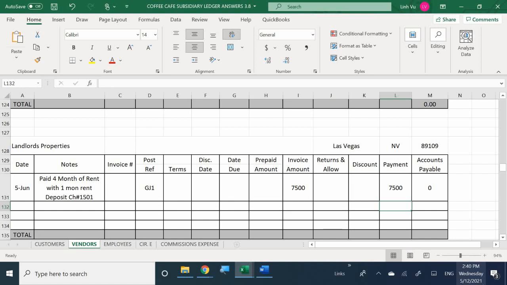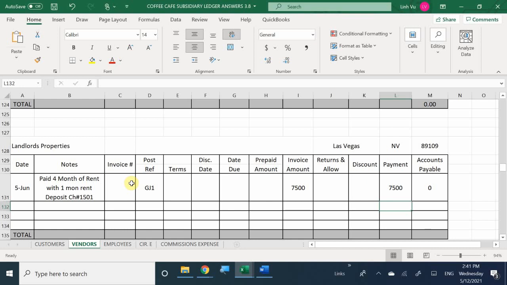And once again, it will make more sense as we dive into more examples of the other types of vendors out there. Okay, but for now, I'm claiming that the billing statement that I paid for this rent was a total of $7,500, and I paid that whole entire amount with my check number 1501. Boom, underpayment. So therefore, I owe Landlord Properties nothing. Okay. Any questions? Again, this will make more sense as we go through more examples.